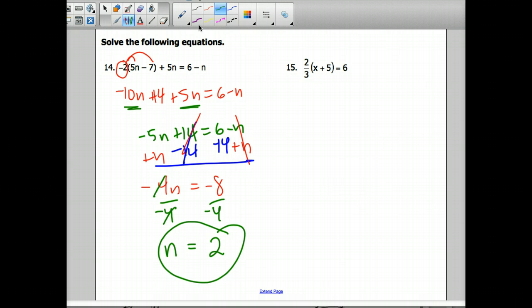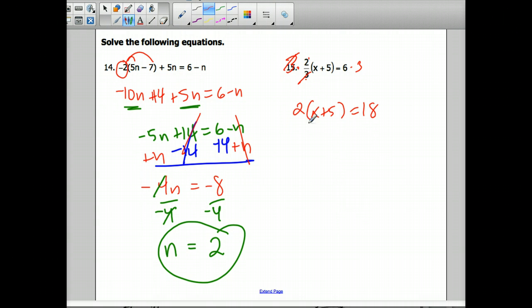Alright, so I don't like fractions in my equation. So what I do is I automatically multiply both sides by the denominator. So if I multiply this side by 3, 3 times 2 over 3 reduces to just 2, and I still have that times x plus 5. Equals, I've got to multiply by 3 on this side, and that gives me an 18.